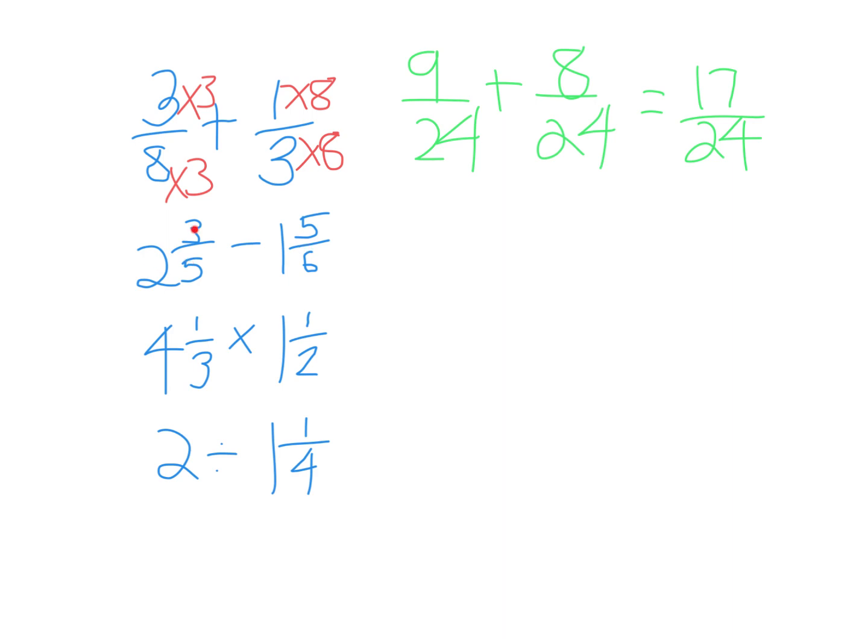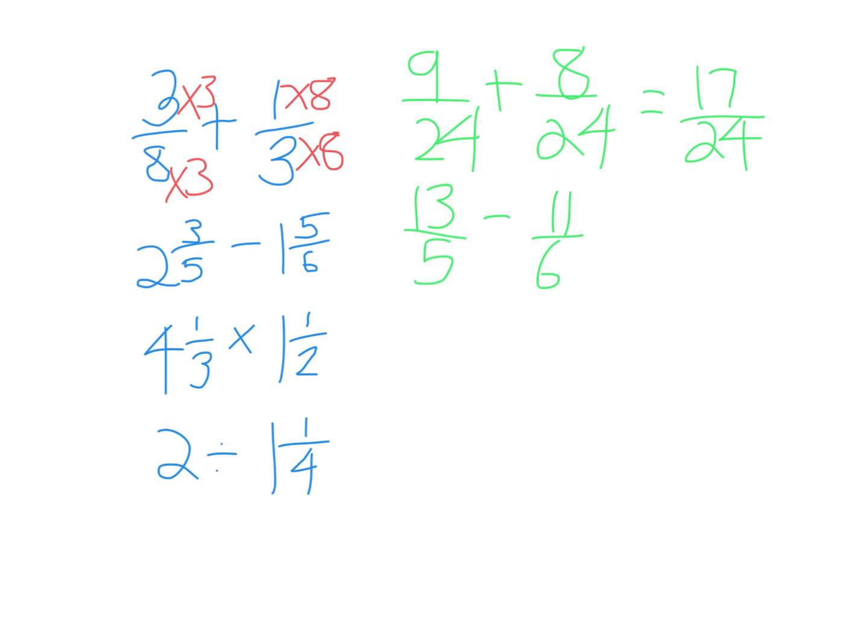So 2 and 3 over 5. We go 2 times 5 is 10, plus 3 is 13. So 2 and 3/5 is the same as 13 over 5, both equal to 2.6. Similarly, I go 1 times 6 is 6, plus 5 gives 11. So 1 and 5/6 is the same as 11 over 6.